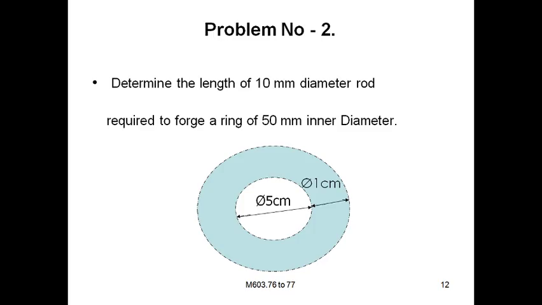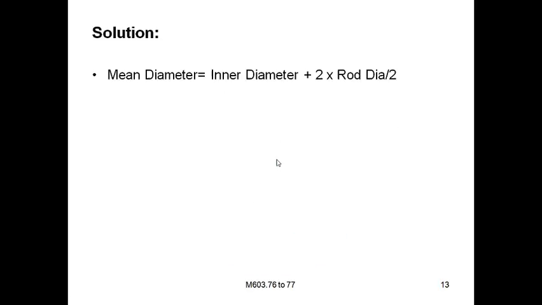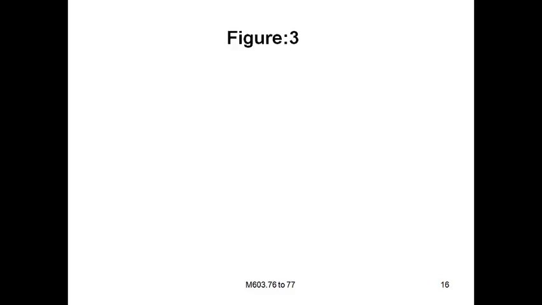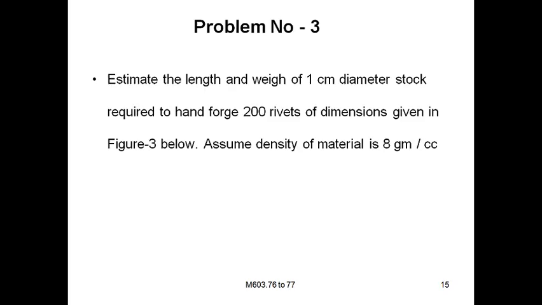So this is very simple. Determine the length of 10 mm diameter cord required. So 2 pi r will be the inner diameter plus 2 into diameter by 2. This will be your mean diameter. Okay, so 5 plus 2 by 2, this is not required. This is very simple. So this is also a very important problem.